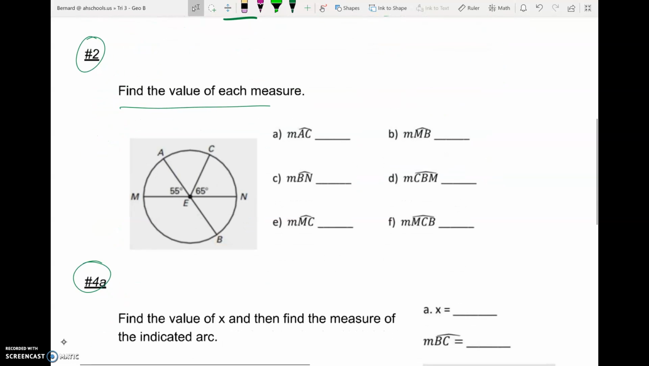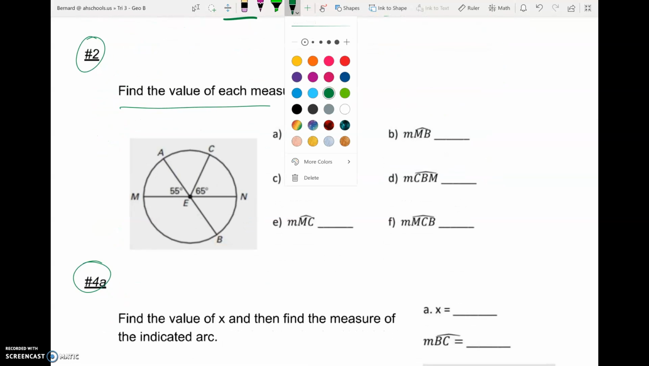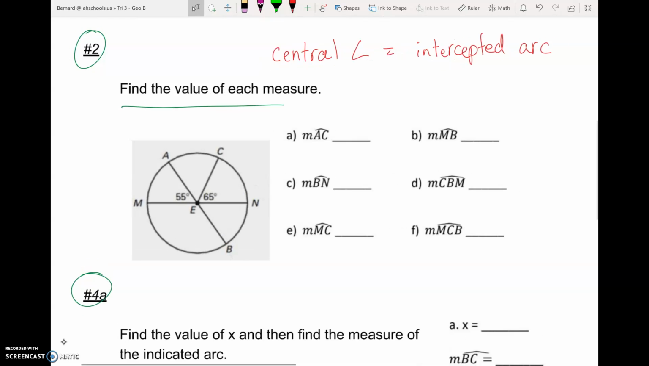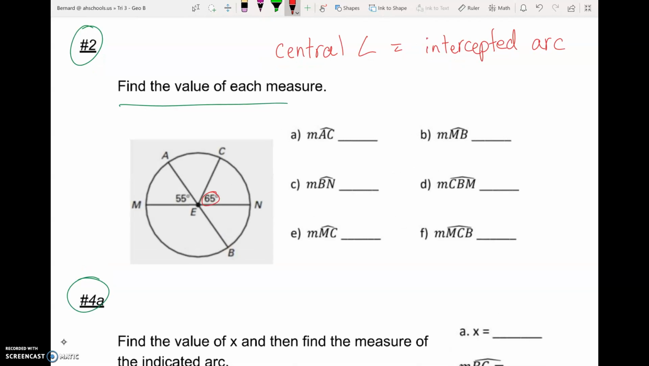Now, find the value of each measure. Remember in our note packet, one of the things I said to do first is let's mark all of our angles and all of the arcs they intercept as the same number. Because remember, central angle equals intercepted arc. They equal each other. And so if our angle here is 65 in the center, the arc from C to N, which is where that angle opens up to, has to also be 65. And so that's what we're going to start with.